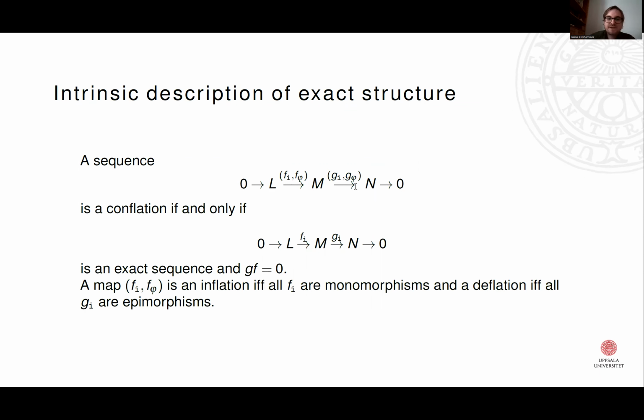And then you can also describe the inflations and the deflations. So inflations are just the things where the Fi are monomorphisms, and the deflations are the ones where the Gi are epimorphisms. Okay, so that's nice, and somehow you can really work, in some sense, work with this as a category of quiver representations, although it's a bit complicated.